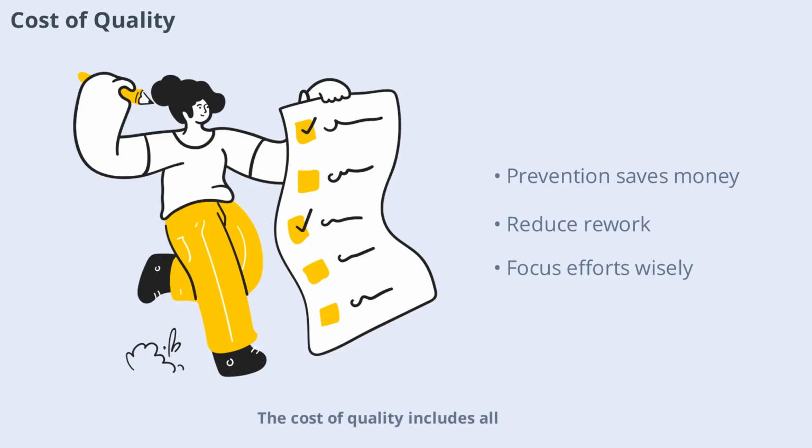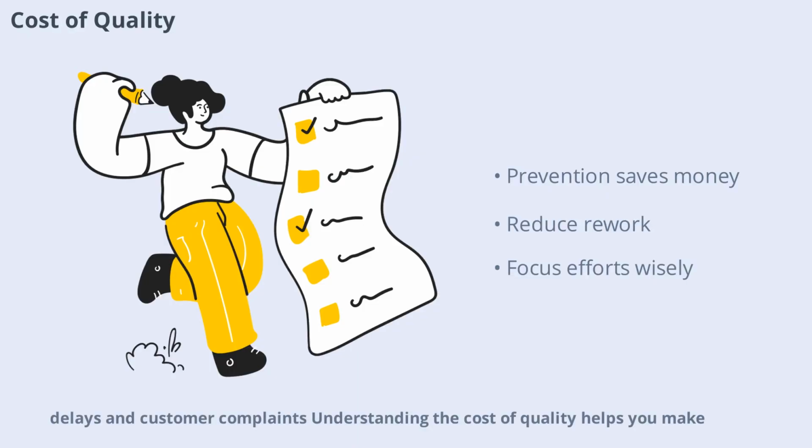Cost of quality includes all expenses related to ensuring and maintaining quality, as well as the costs of failing to meet standards. This includes prevention costs, appraisal costs, and the costs of defects. Investing in quality upfront can save money in the long run by reducing rework, delays, and customer complaints. Understanding the cost of quality helps you make informed decisions about where to focus your efforts.